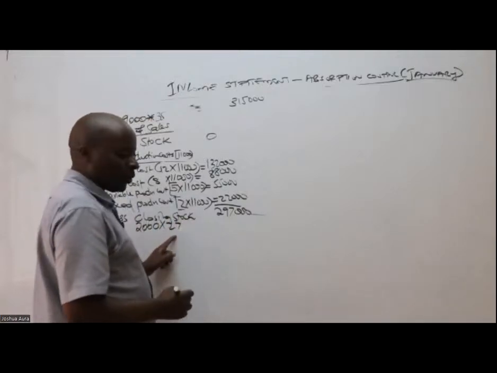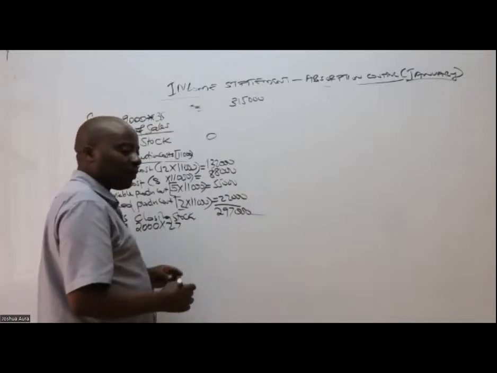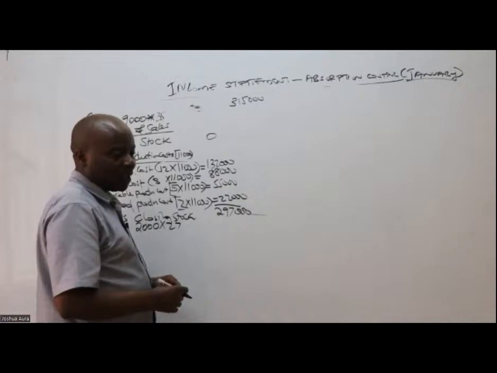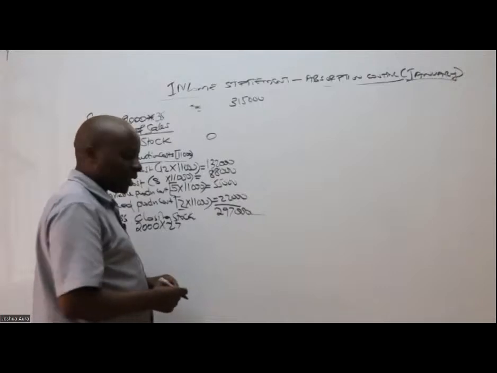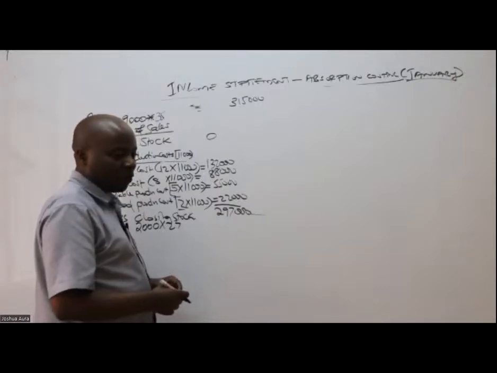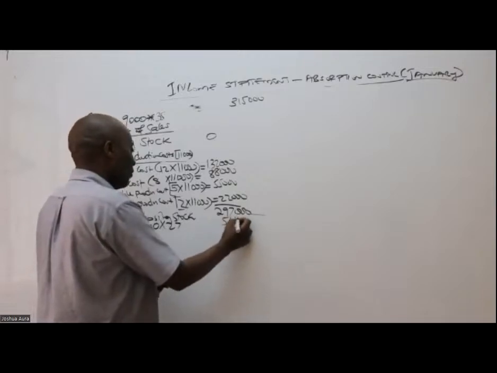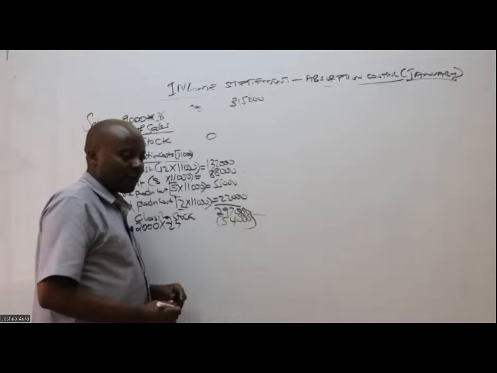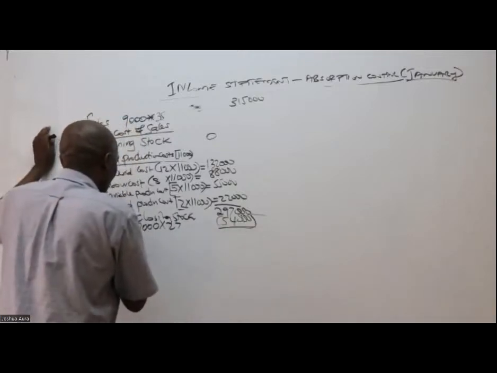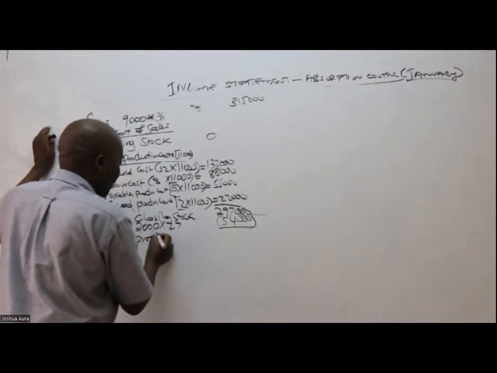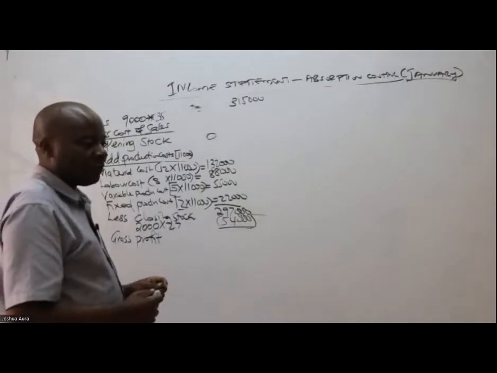So what is 2,000 times 27? I'm really depending on you for correct figures. 2,000 times 27. Is there somebody who is able to see 54,000? Thank you so much. So please subtract here to give us what we call the gross profit.